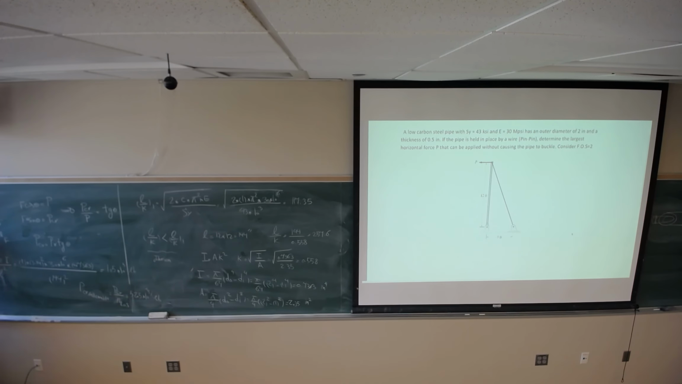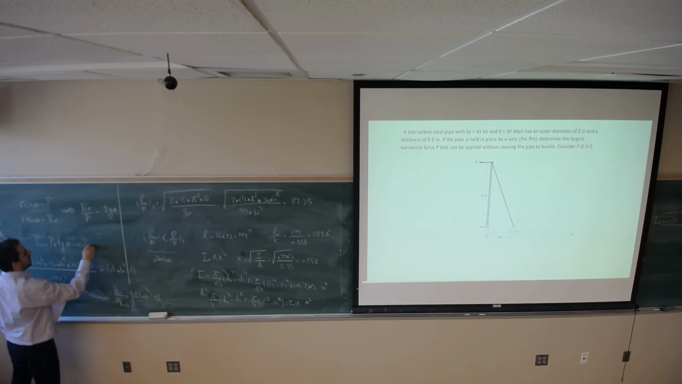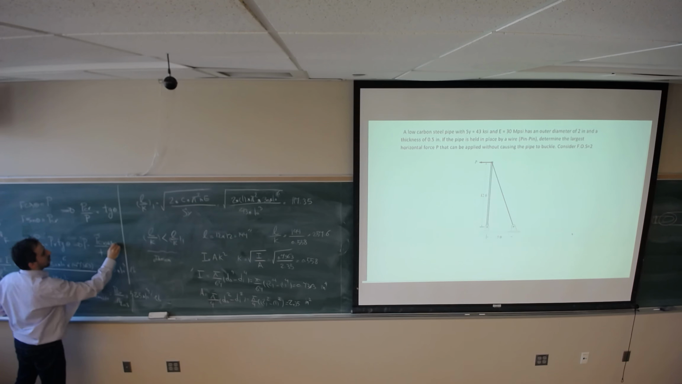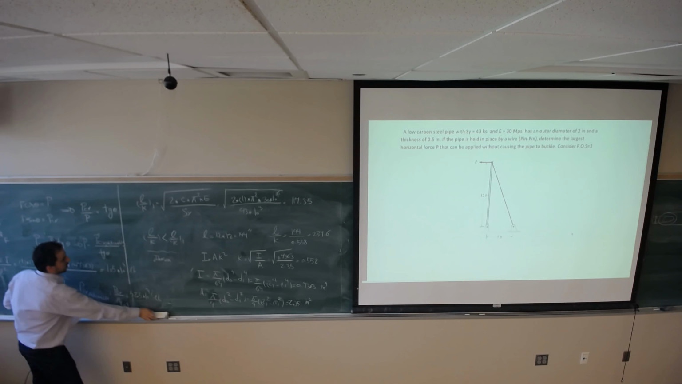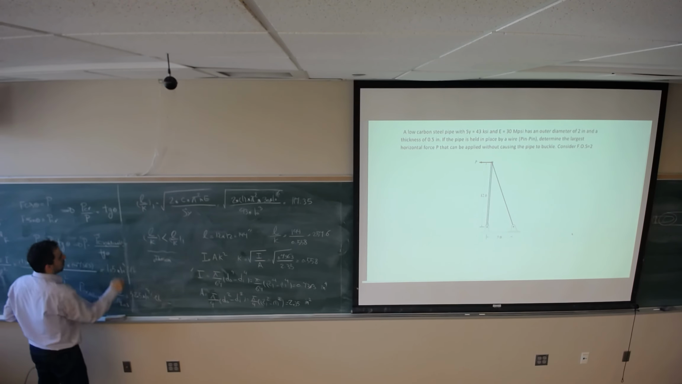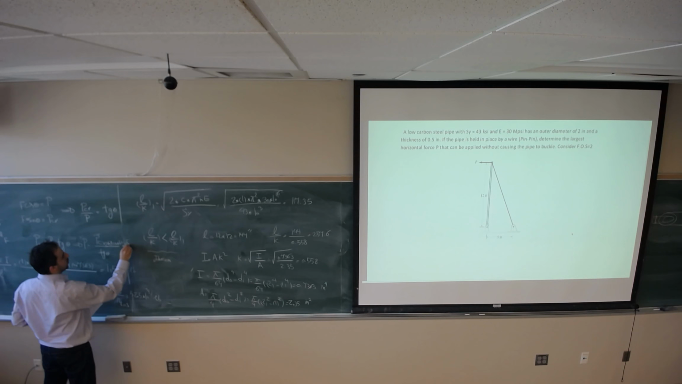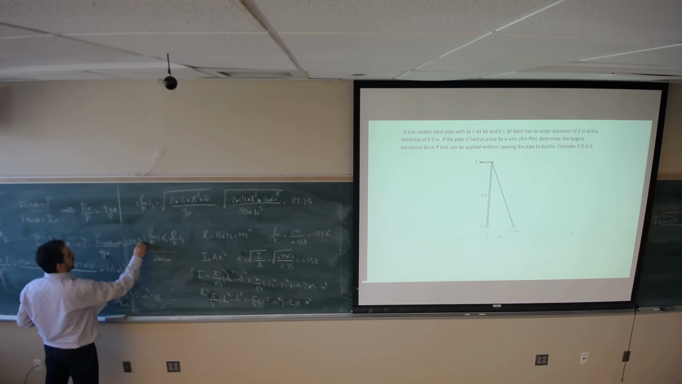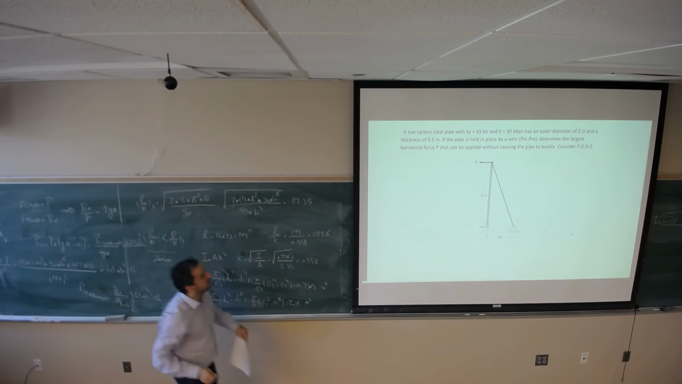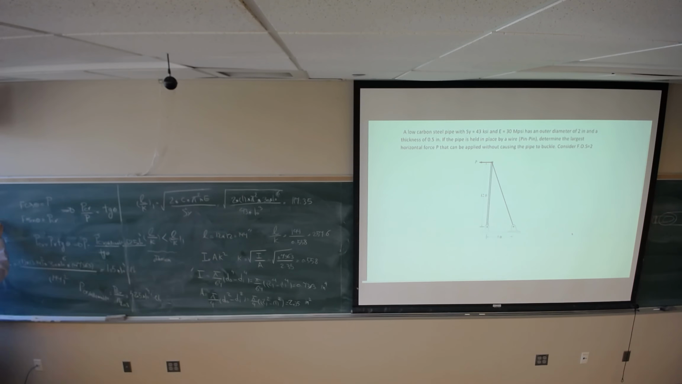So I'm looking for P. P critical would be P times the tangent of theta, or P would be P critical allowable divided by the tangent of theta. This is 52.5 times 10 to the power 3 divided by the tangent of this angle.